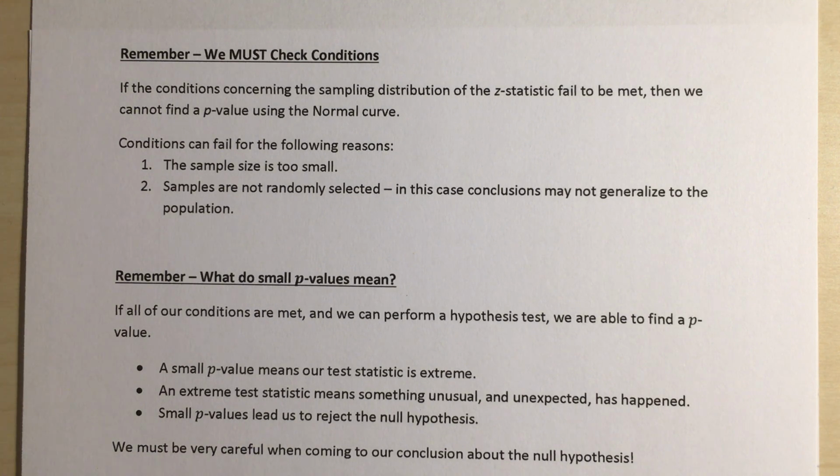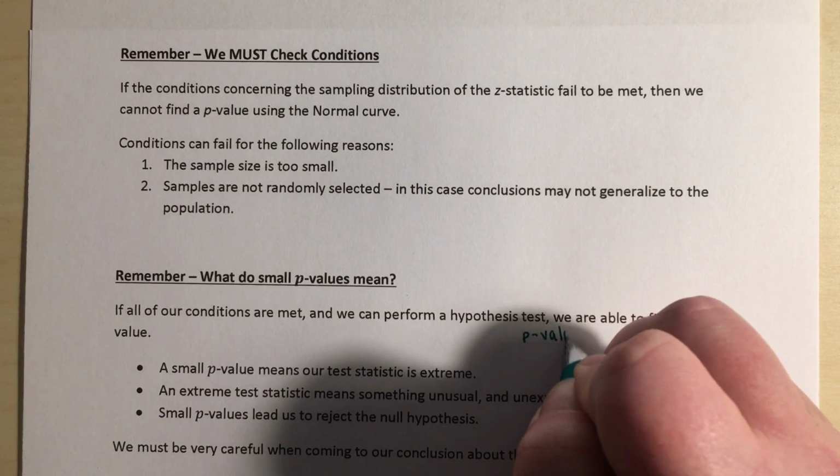Also, another reminder of what our p-values mean as far as our interpretation goes. Remember that a small p-value means our test statistic is extreme. An extreme test statistic means something unusual and unexpected has happened. Small p-values lead us to reject the null hypothesis, and we must be very careful in these conclusions. So just kind of a reminder of what we talked about in the last section and how we were making our decisions.